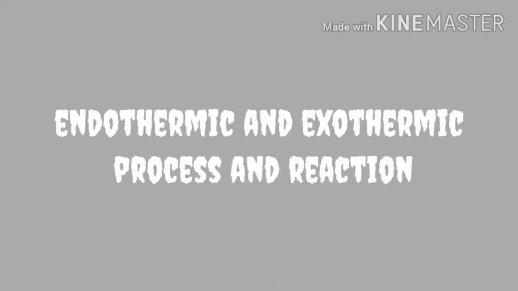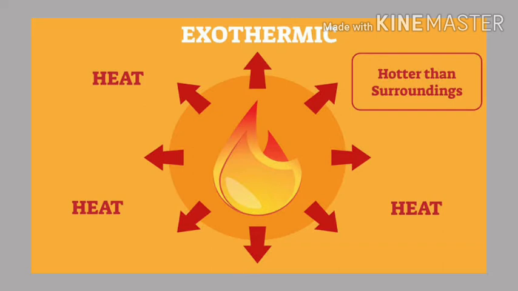Today we are going to discuss exothermic and endothermic processes and reactions. Students, what is meant by endothermic and what is meant by exothermic? To study this, endo and exo mean incoming and outgoing. So the process in which heat from outside is absorbed during some physical and chemical changes.